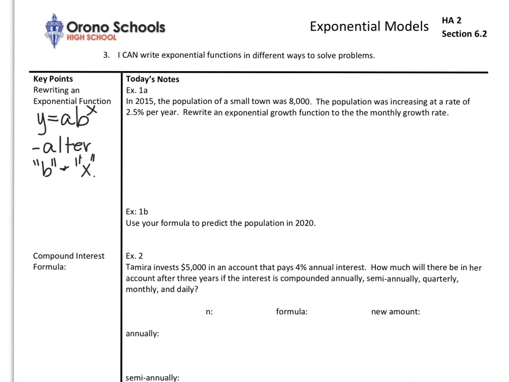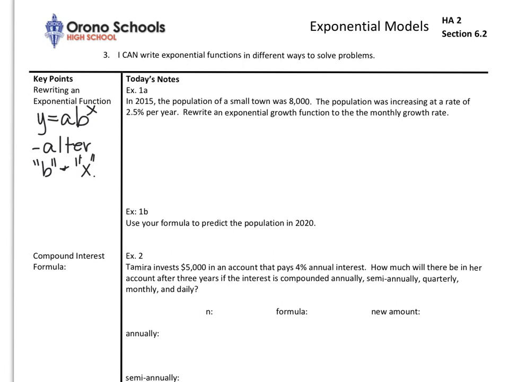Let's take a look at the example on the right. It says in 2015, the population of a small town was 8,000. The population was increasing at a rate of 2.5% per year. Rewrite an exponential growth function to find the monthly growth rate. So now we need to alter what's going to happen with our rate, in terms of the percentage and in terms of time.